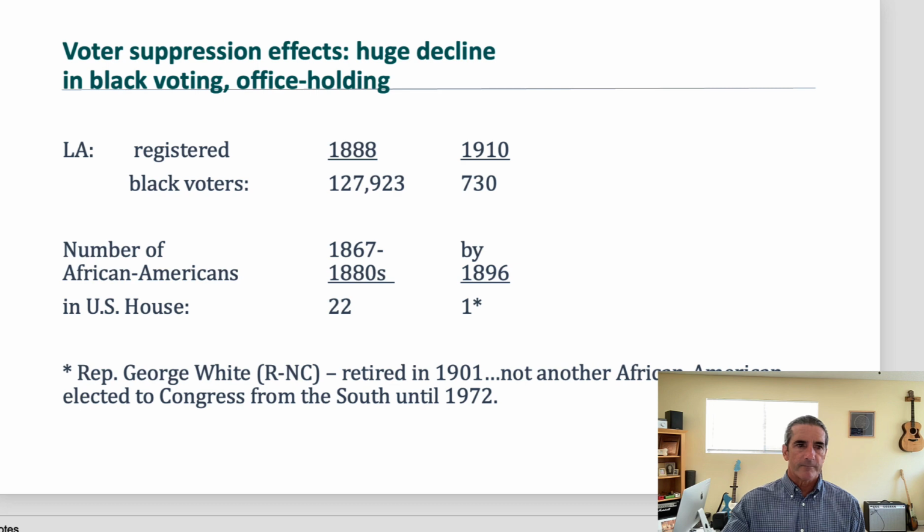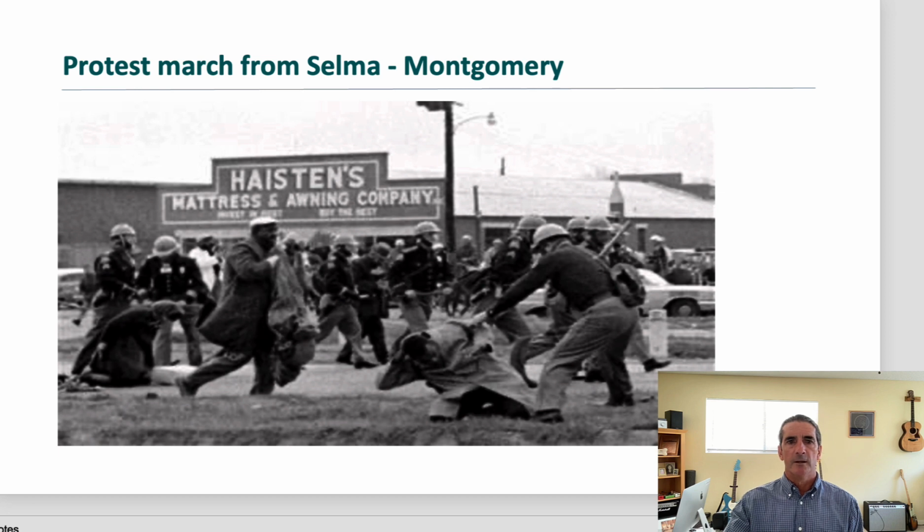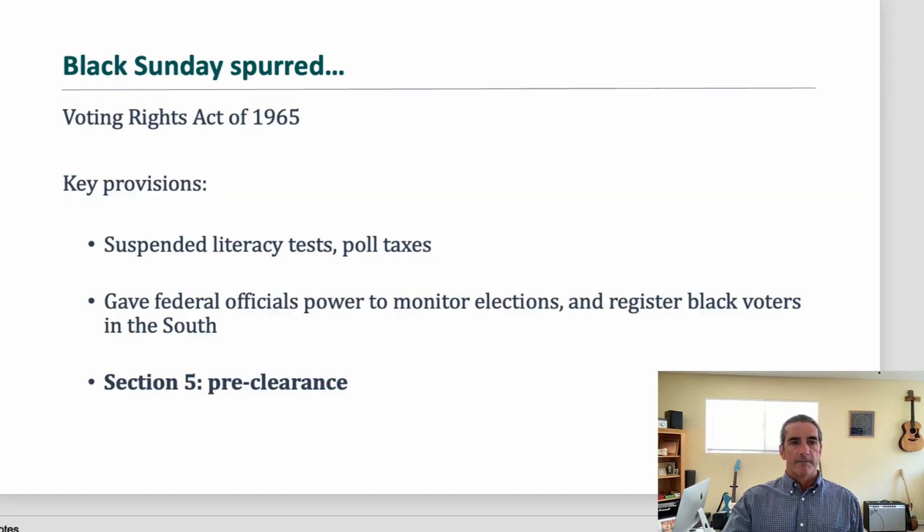They did it. We've already talked about the civil rights movement in the section of the class on civil rights, but of course all of this led to the protest marches in Selma and Montgomery, Alabama. The civil rights movement led to ultimately the passage of the Voting Rights Act of 1965. The Voting Rights Act of 1965 had several key provisions, paramount among which were suspending literacy tests and poll taxes, giving the federal government the power to monitor elections in the South and to register black voters in the South, and maybe most importantly of all, Section 5, known as pre-clearance.